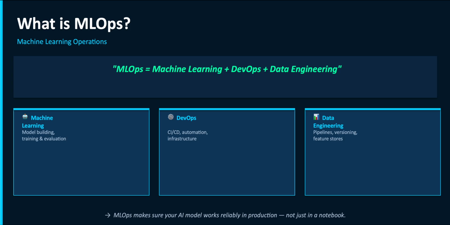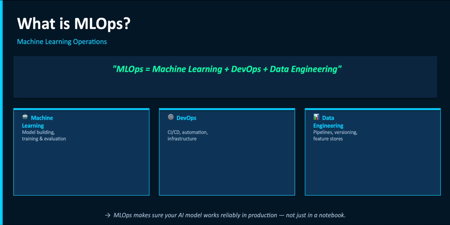So, what exactly is MLOps? MLOps stands for machine learning operations, and it's a combination of three things: machine learning, DevOps, and data engineering. Think of it this way: DevOps automates how software gets delivered. MLOps takes that idea and applies it to the entire machine learning lifecycle, from raw data all the way to a live monitored model in production.